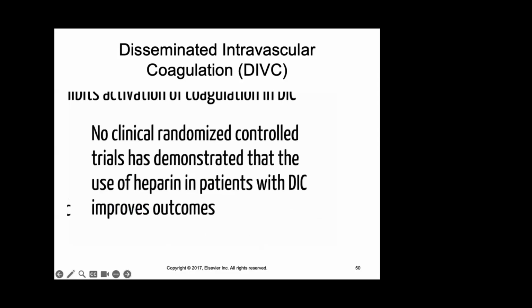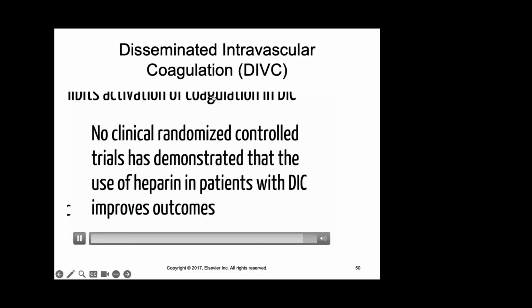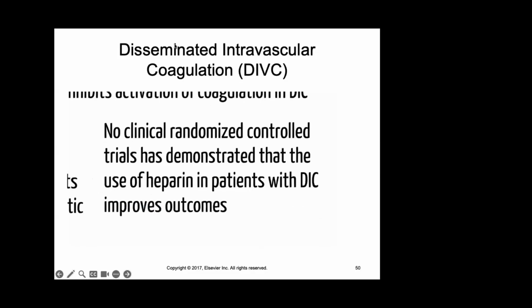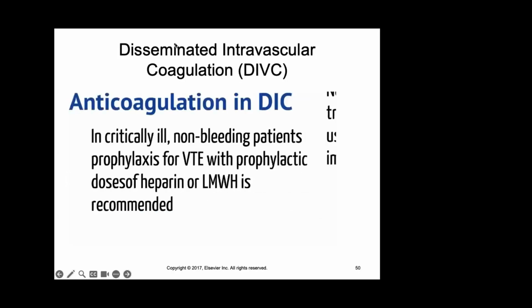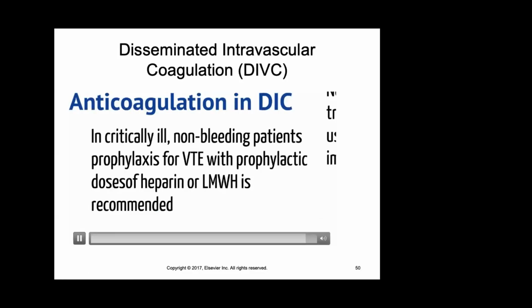So generally, we stick with the rule that if a patient is critically ill, they have suspected DIC, but there's absolutely no evidence or risk of bleeding at that point, then you can consider prophylaxis with heparin or low molecular weight heparin at prophylactic dosages to prevent clot formation. But this is really the minority of patients you'd probably be using this in.